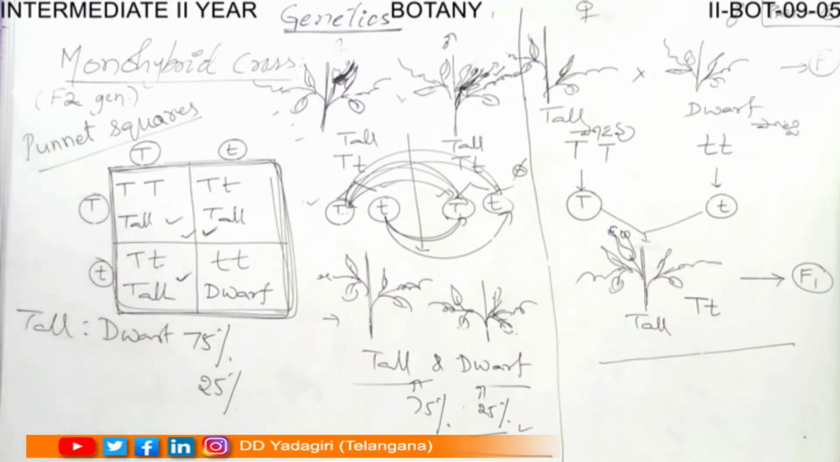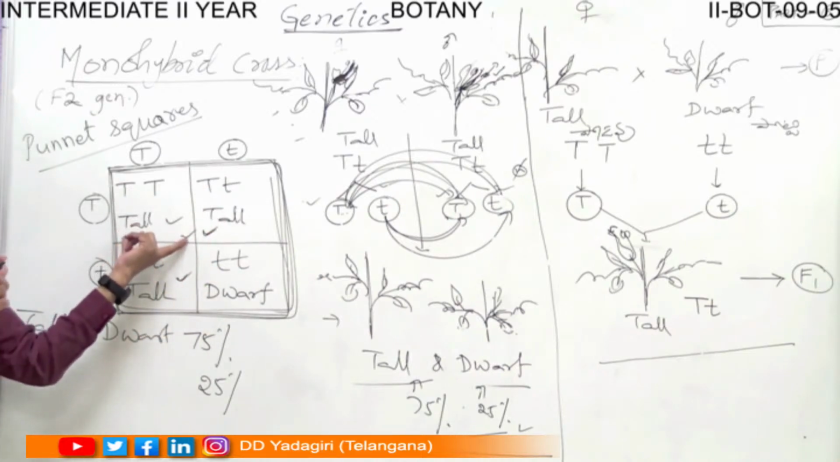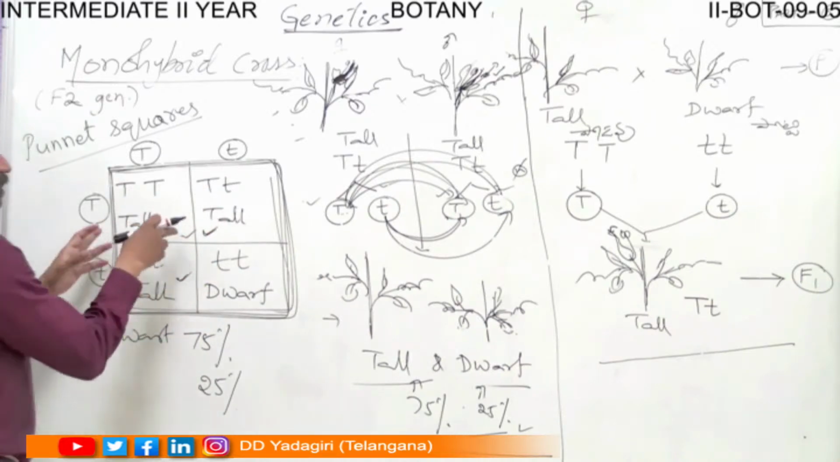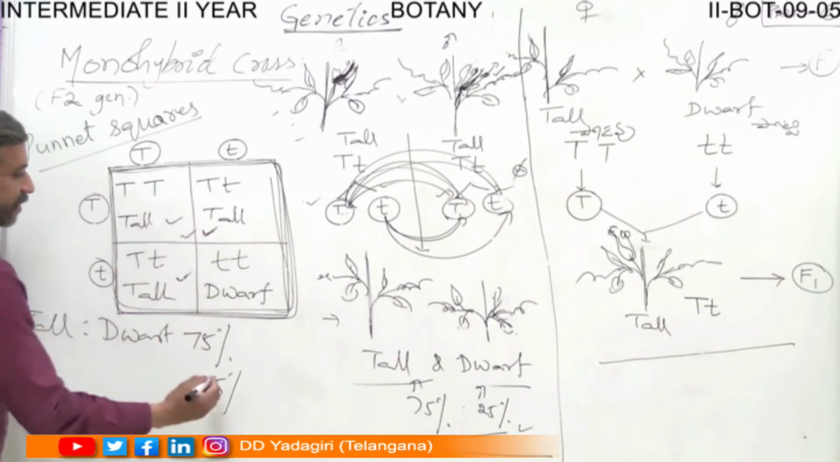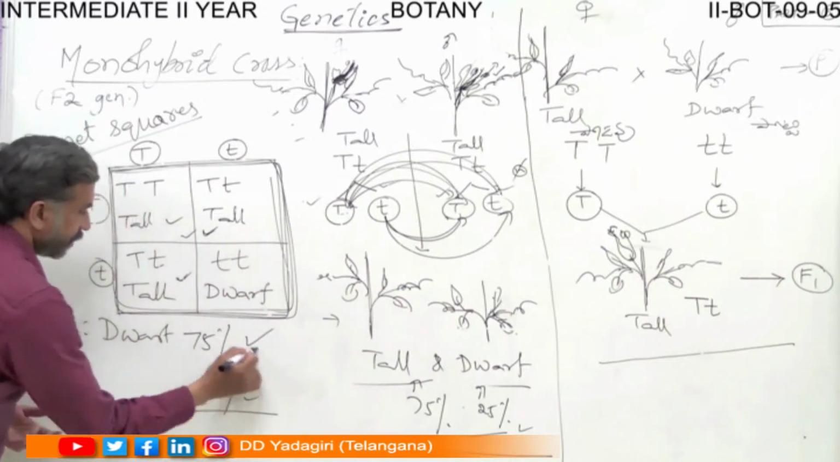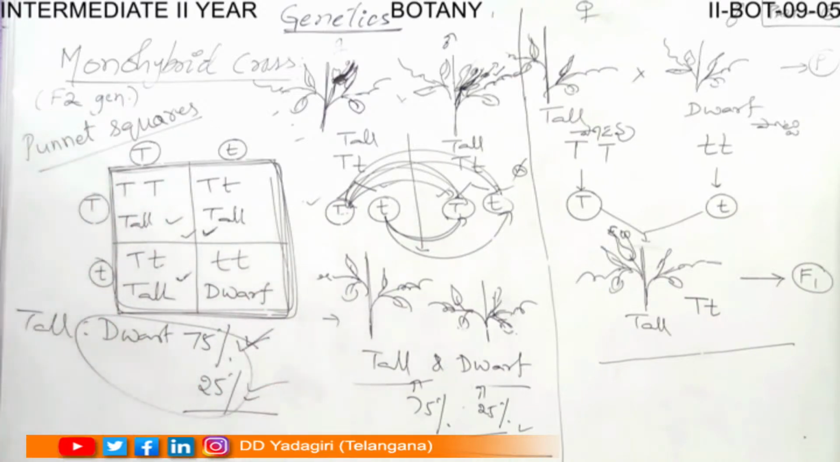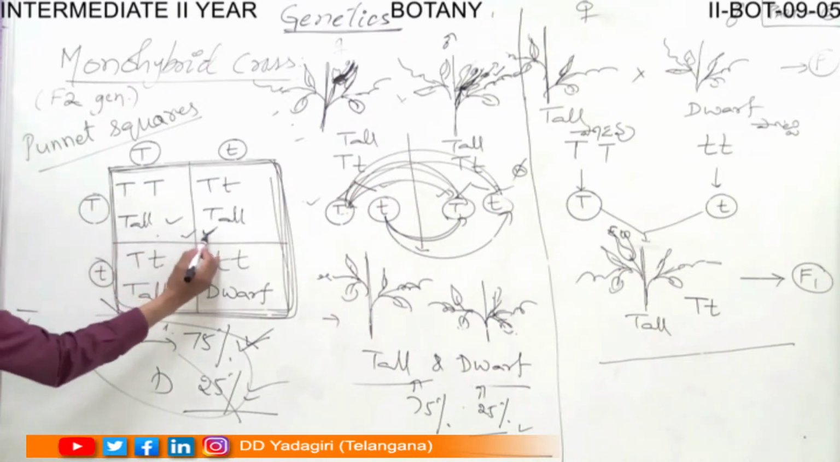The percentage of occurrence of dwarf plants in F2 generation is 25%. Okay, మనకి తెలుసు percentage అంటే 100 తీసుకుంటాం. సో ఇక్కడ 4 boxes ఉన్నాయి, each quarter will represent 25%. So in 3 boxes you will find the tall plants, that is 75%. Dwarf plants only in one, that is 25%. Ready? 75% and 25%. Clear? Then if you take the ratio of tall plant and dwarf plant, in 3 are the tall.